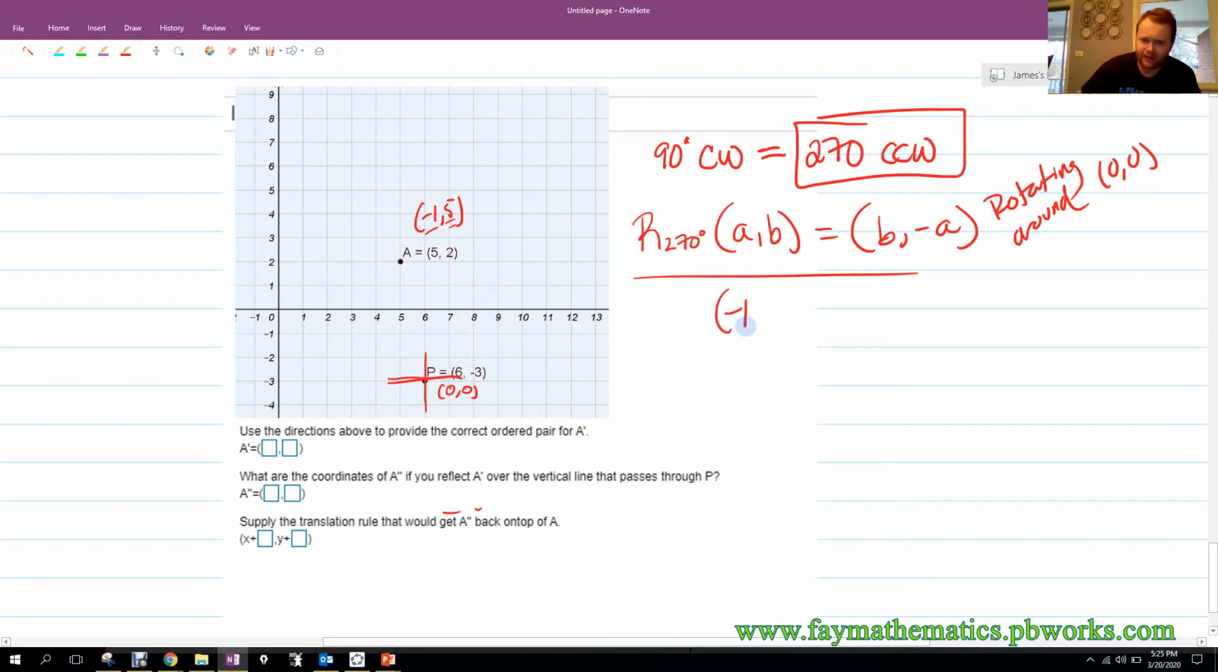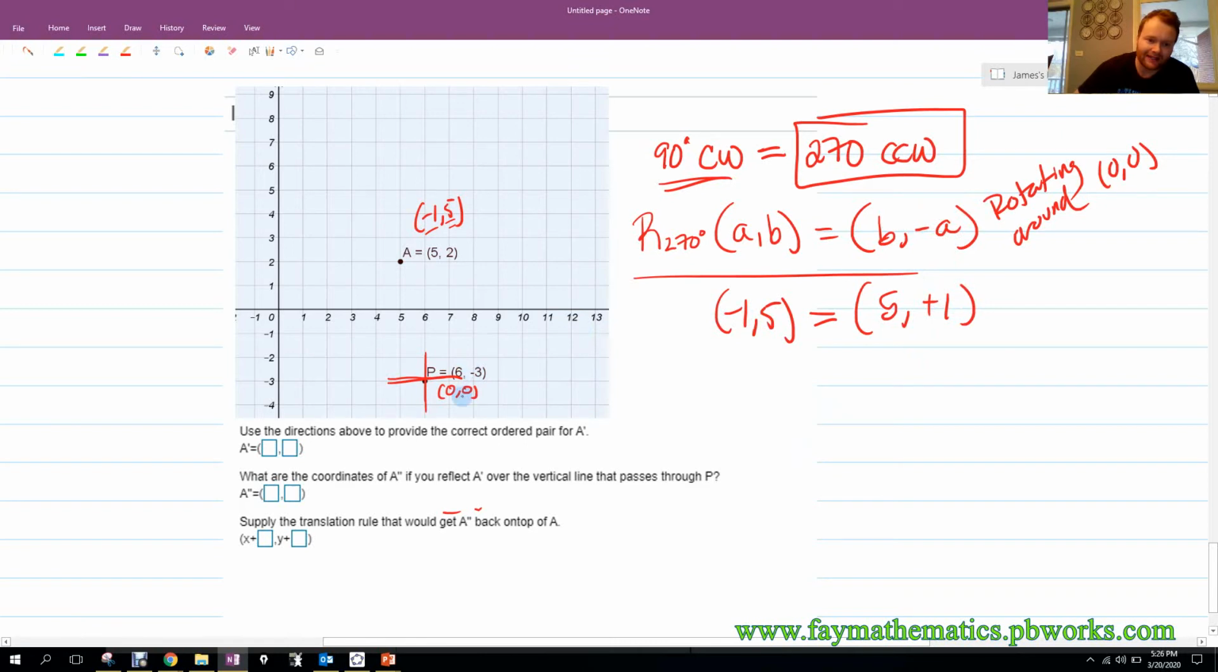So we're taking the point -1, 5, and it's going to turn into, after I do a 270 degree counterclockwise rotation, which is equivalent to a 90 degrees clockwise rotation, this is going to become, so I flip them, and then I negate essentially the y value here, so -1 gets negated, becomes +1.